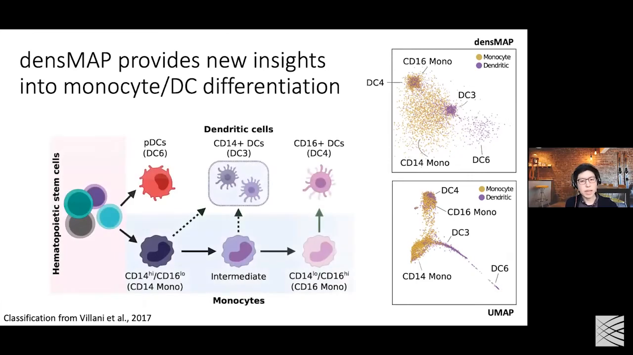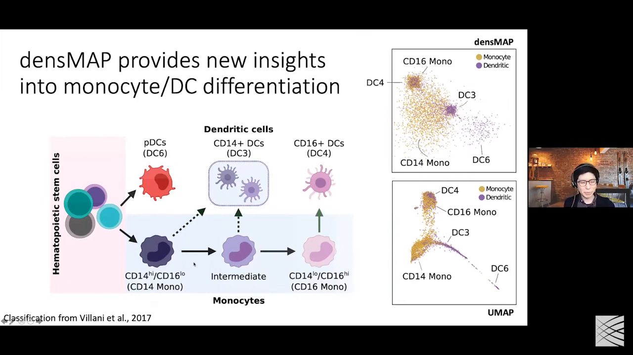Both these cell types belong to the same developmental lineage originating from hematopoietic stem cells. And monocytes are known to begin their lives as CD14 or classical monocytes, and then they go through a transitionary period before turning into CD16 or non-classical monocytes. And Villani et al. have also shown that different DC subsets, here shown as DC6, 3, and 4, can arise from different stages of this monocyte trajectory.